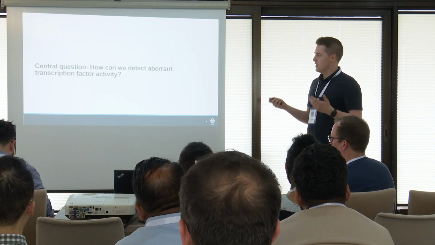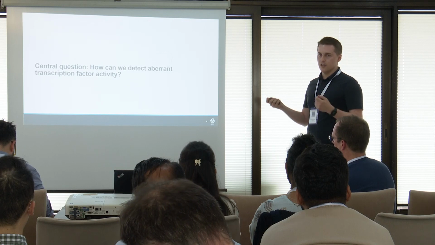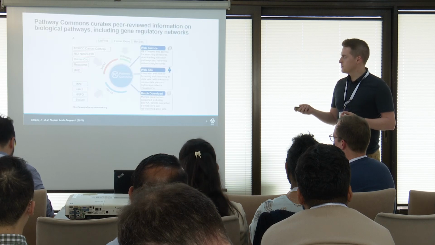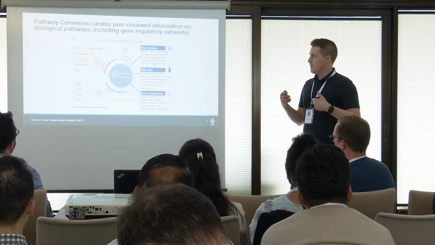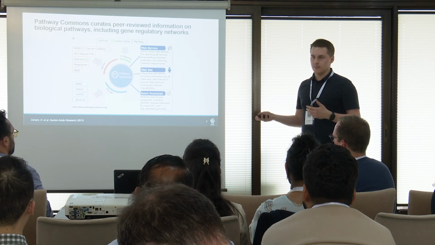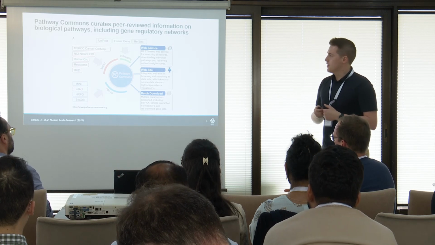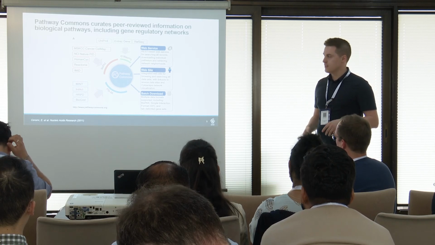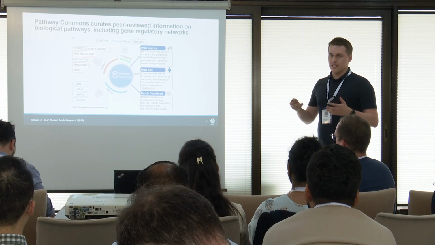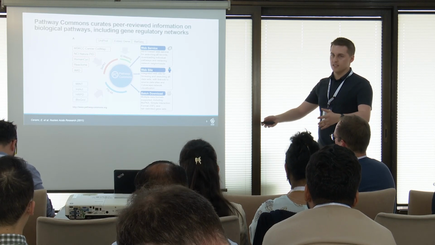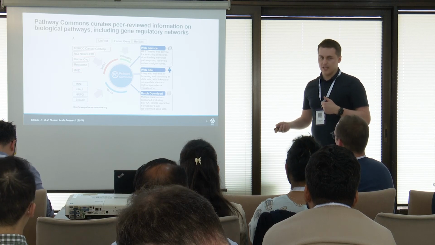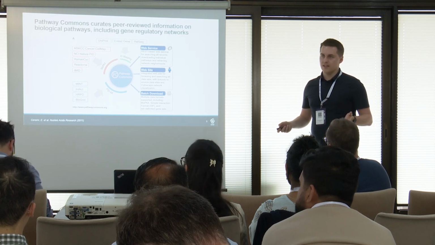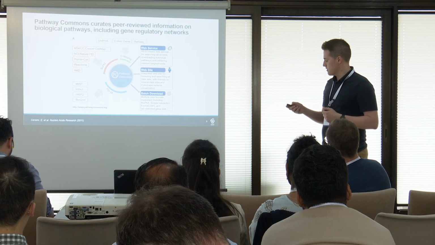And so the central question that we ask in our project is, how can we develop a tool to detect aberrant transcription factor activity which may be driving disease? And so we turn to a database that our group has helped curate called Pathway Commons, which curates peer-reviewed information on biological pathways, including gene regulatory networks. I am happy to go into more information about how this works, but it uses natural language processing to glean information from publications, and currently has information on over 5,700 pathways and 2.2 million interactions over 22 high-quality databases.